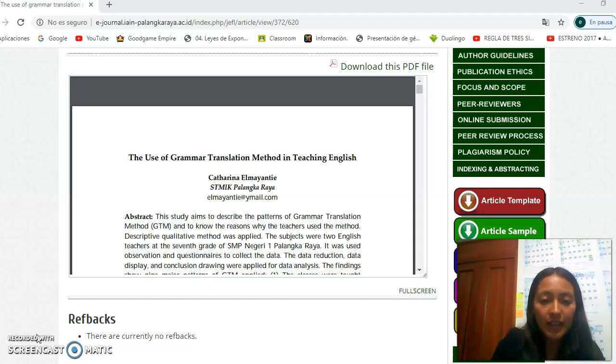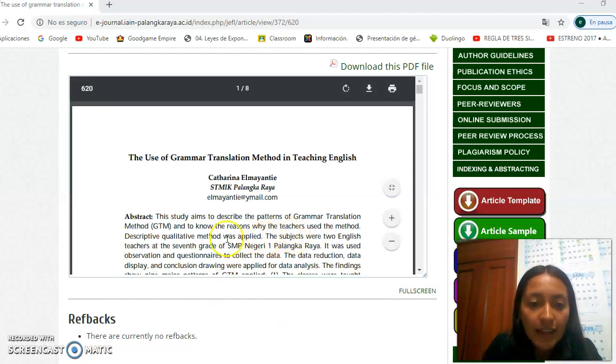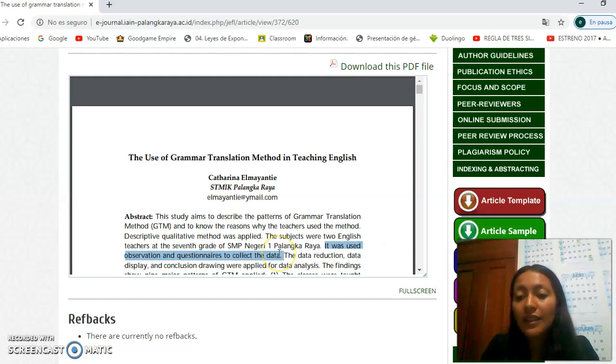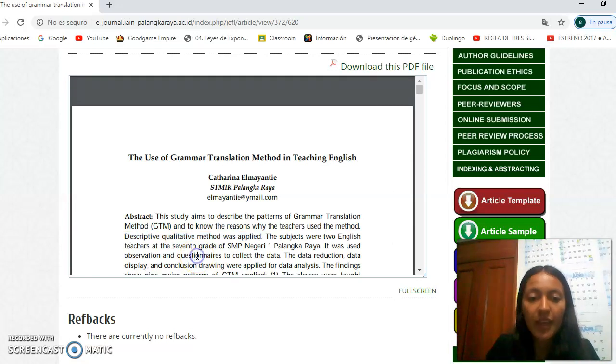So, as we can realize here in the abstract of the research, it said that the descriptive qualitative method was applied. Also, you can see that observation and questionnaires were used to collect the data. So, with this information, you can know that it's a qualitative research, even though this doesn't appear in the abstract, because you know that observation and questionnaires are instruments that you can use in qualitative research.